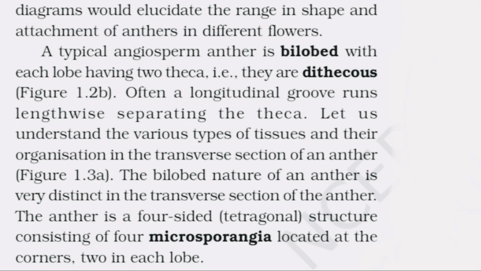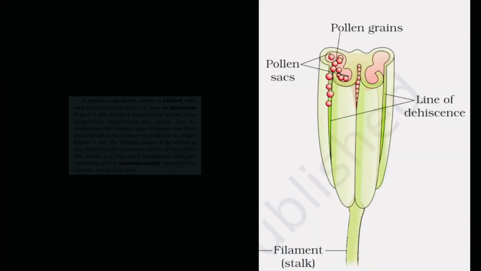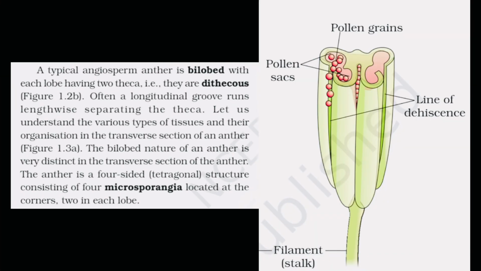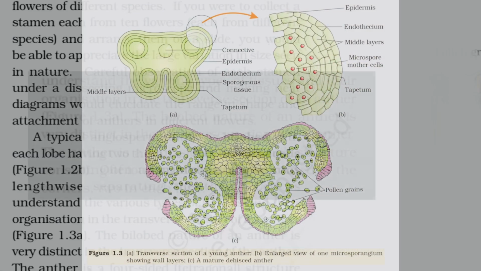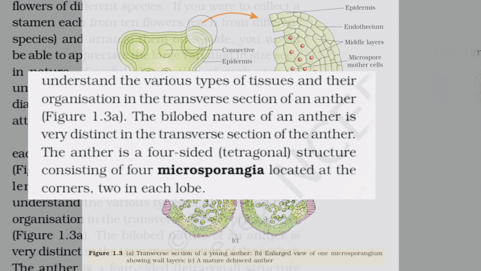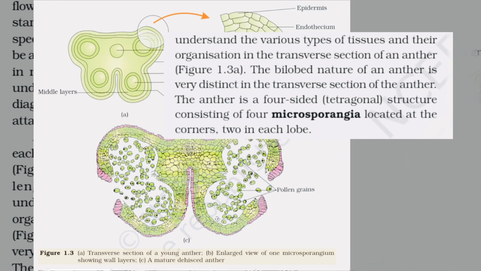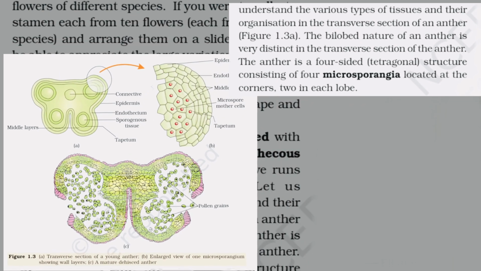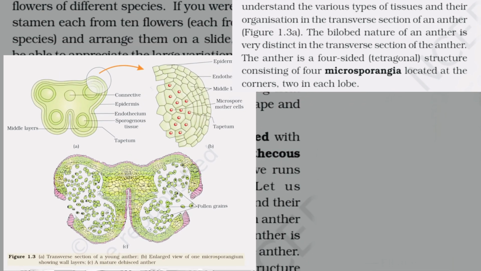A typical angiosperm anther is bilobed with each lobe having two thecae, i.e., they are dithecous. Often a longitudinal groove runs lengthwise separating the theca. Let us understand the various types of tissues and their organization in the transverse section of an anther. The bilobed nature of an anther is very distinct in the transverse section of the anther.